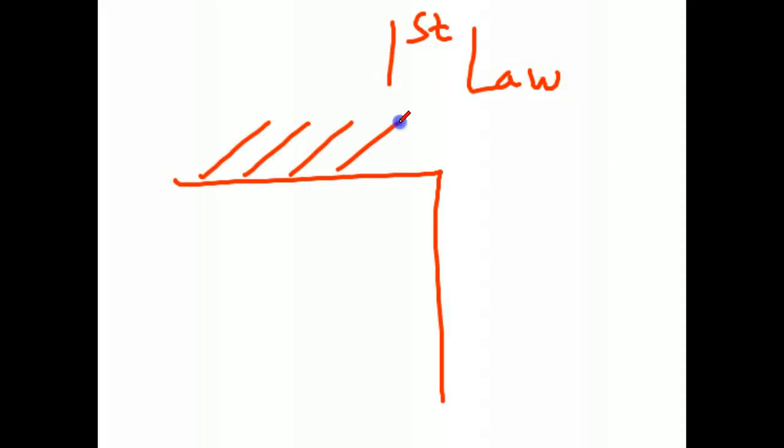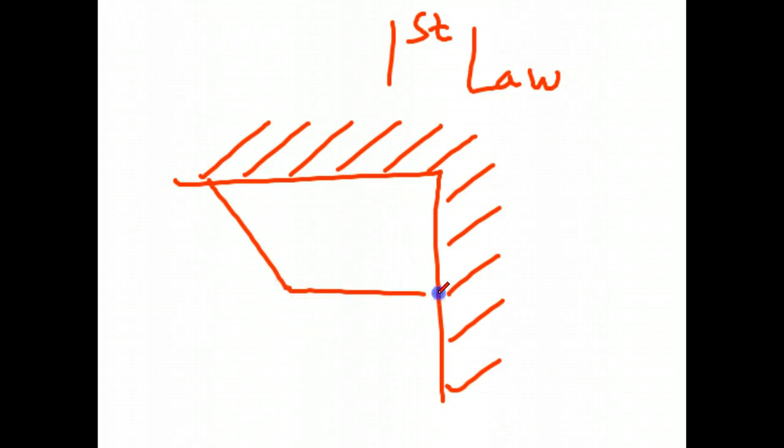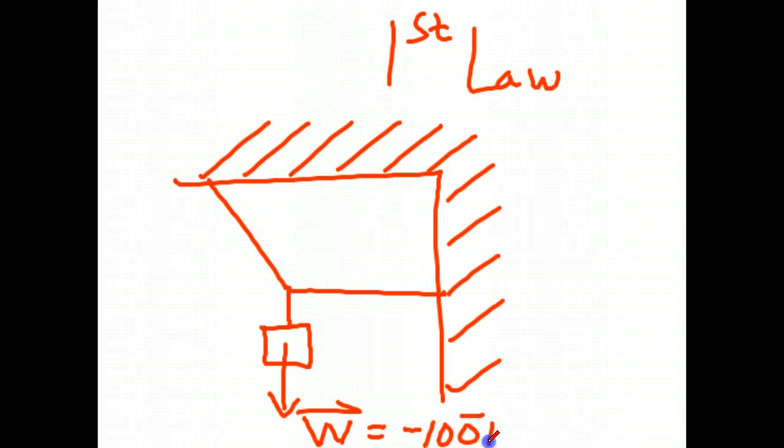The problem I like to start out with, as far as Newton's first law of motion goes, deals with a box or some sort of mass hanging from some strings. In this case, we have two strings, one attached to the ceiling and one attached to a wall. We have a mass hanging down, and let's just give it a value of 100 newtons. Remember, it's negative because it's pointing down.